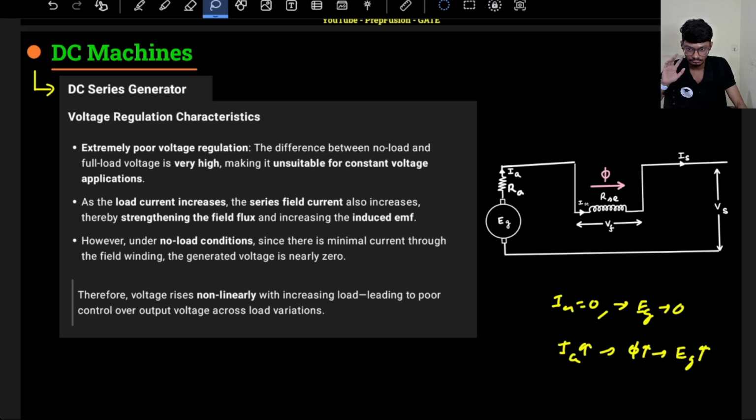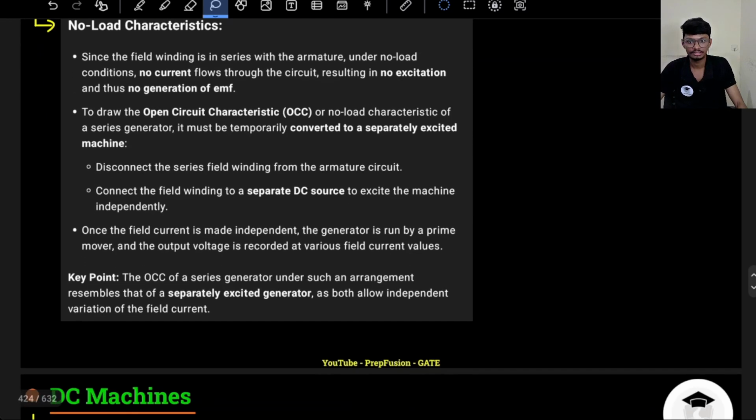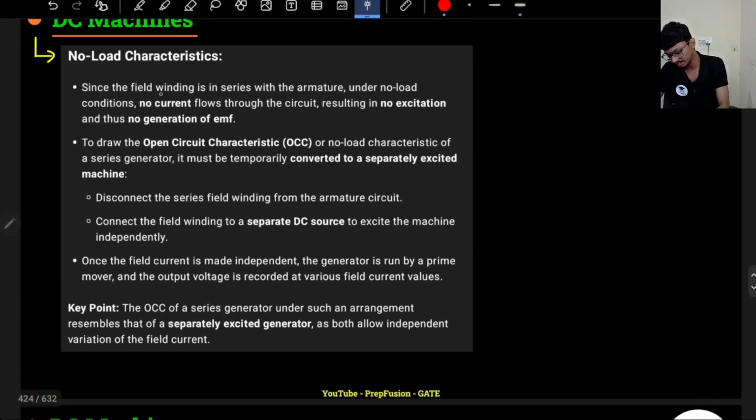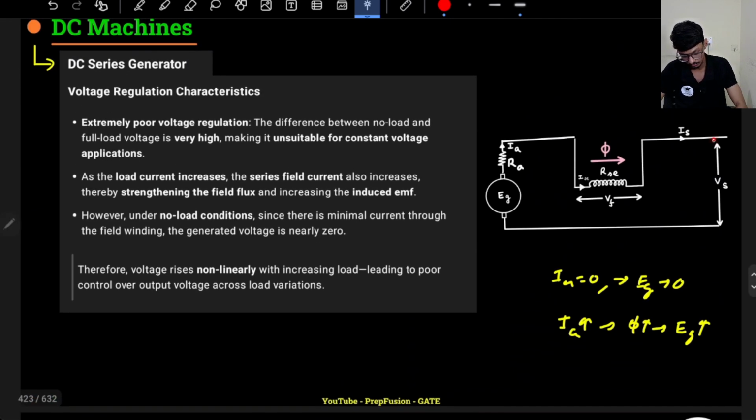So its use case is quite different than normal generators. Okay, and why is it not used at no load? No load characteristics: since the field winding is in series with the armature, under no load no current flows through the circuit, resulting in no excitation, thus no generation of EMF. Here you might have a doubt, sir, isn't there a residual flux here? Yes, there will be a residual flux, you are correct, but it is no load, there is no load connected. So there will be some voltage developed that will be equal to E residual, that is fine, but IA will be 0, it will not supply any current, and there will not be any voltage buildup.